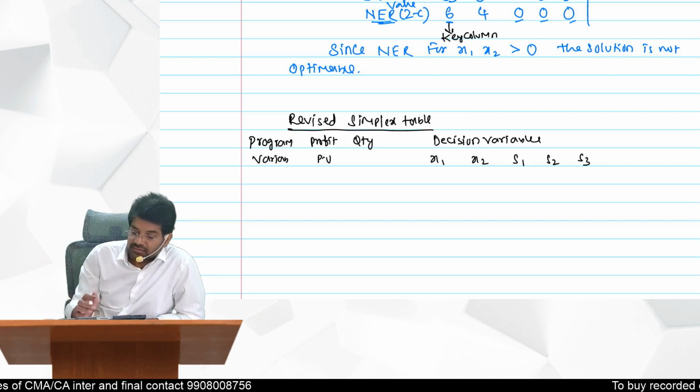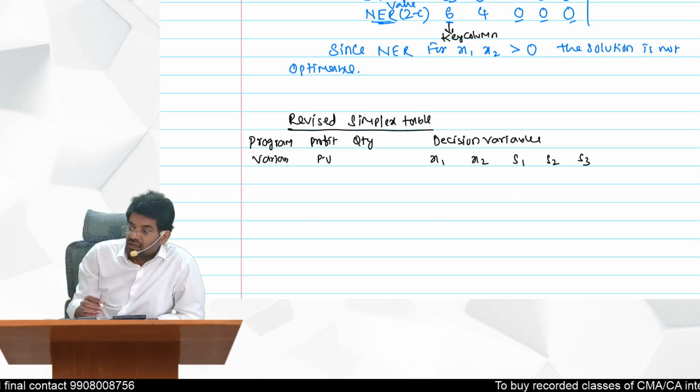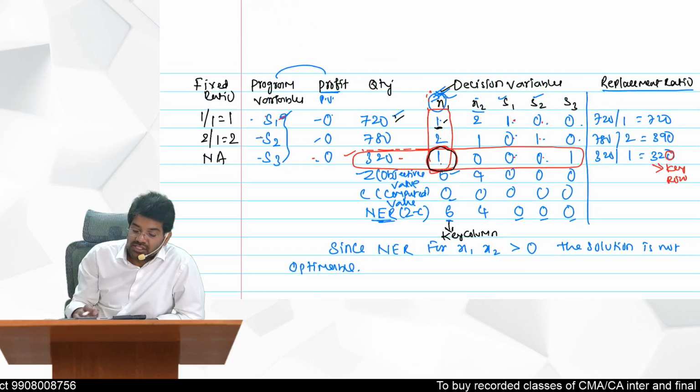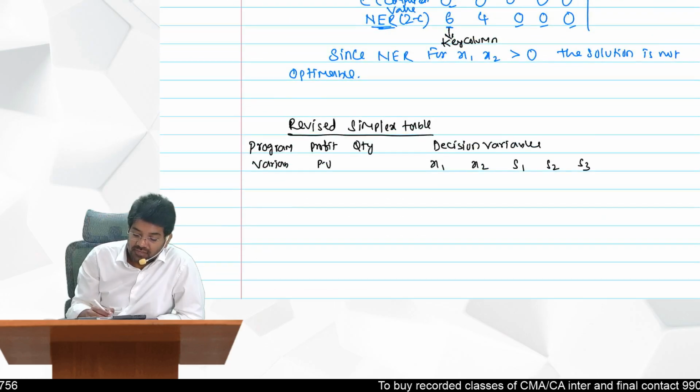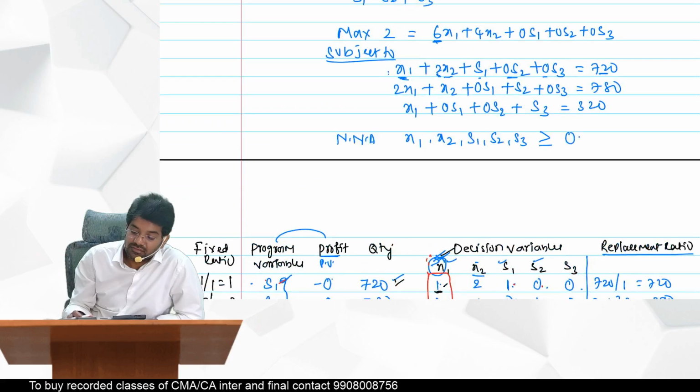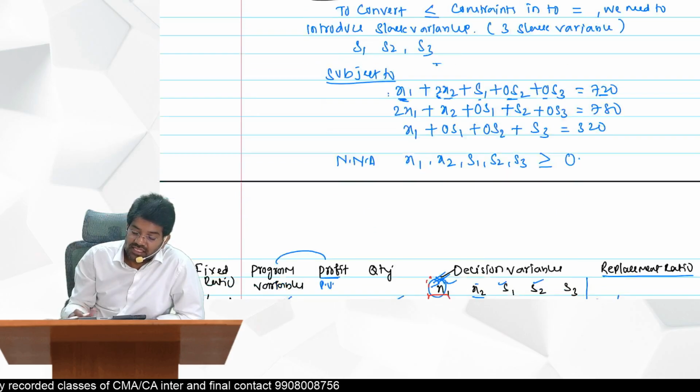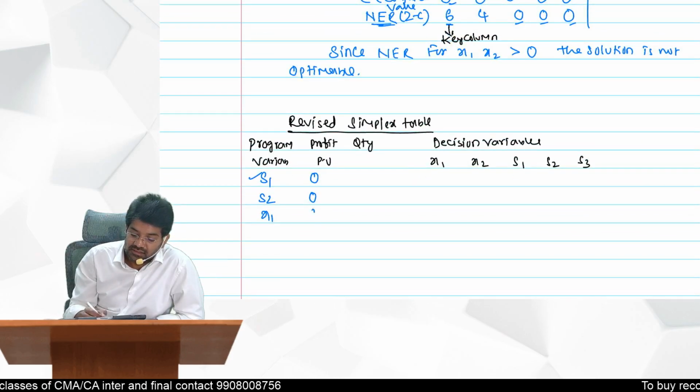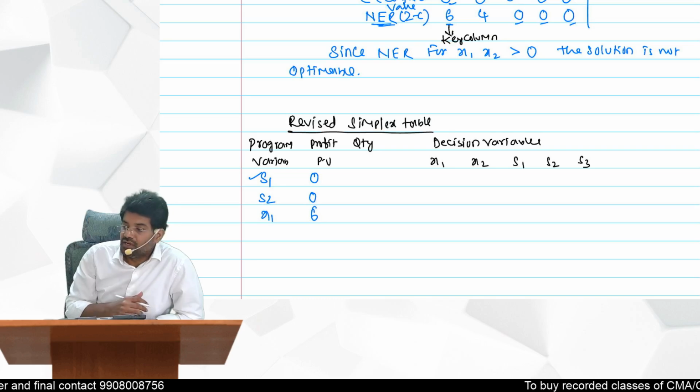Now our program variables S1, S2 are the same, but in place of S3, X1 is coming. And what is the profit per unit? This one is 0 only, this one is 0. Objective function, what is the coefficient of S1? 0, S2 0, X1 coefficient is 6. Okay, this we have filled up.